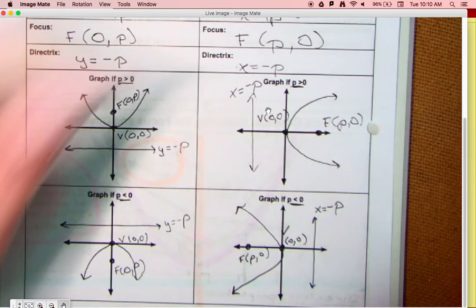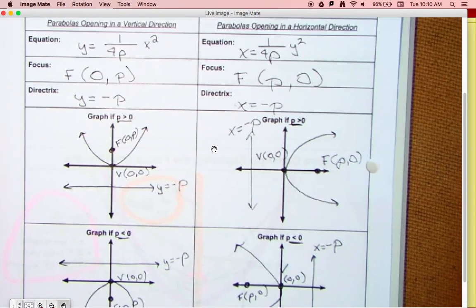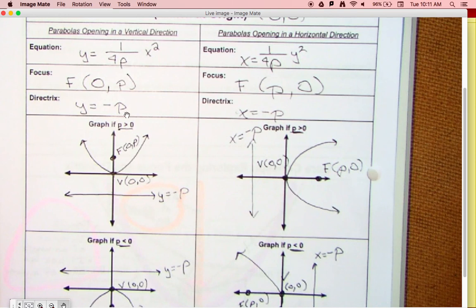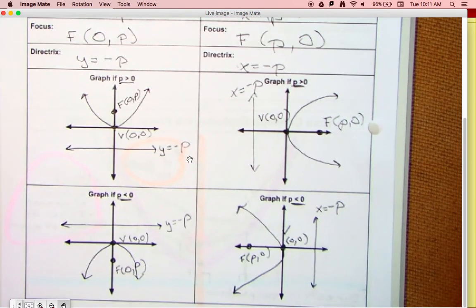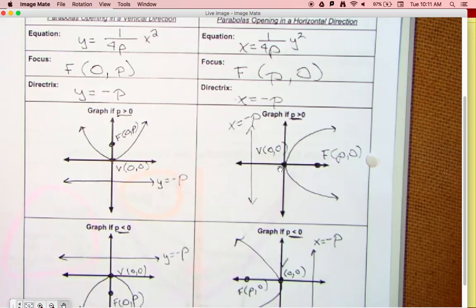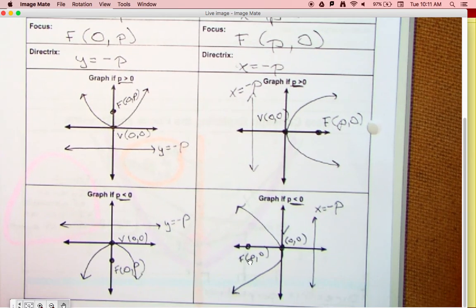Okay? Now, I know that's a lot of letters, and so you might be a little confused. So what's the important thing? The important things are the equations. If I have a y equals, it's going to open up or down. And basically, I need to figure out what my p-value is, because I know my vertex is always going to be at the origin. If p is greater than 0, it's going to open up. If p is less than 0, it's going to open down. Same thing over here. If I have an equation x equals 1 over 4p and I have a y squared, that's going to open left and right. Key things: if p is greater than 0, it opens to the right. If p is less than 0, it opens to the left.